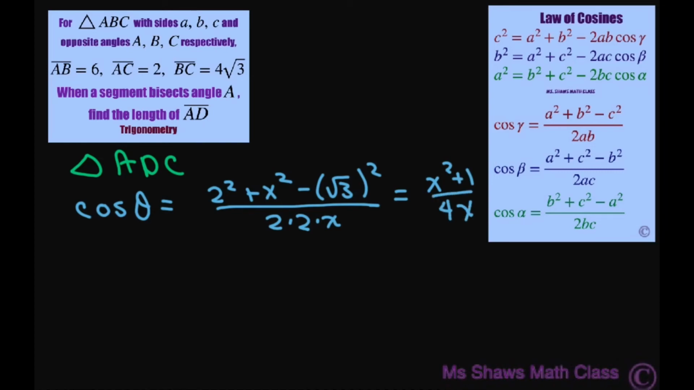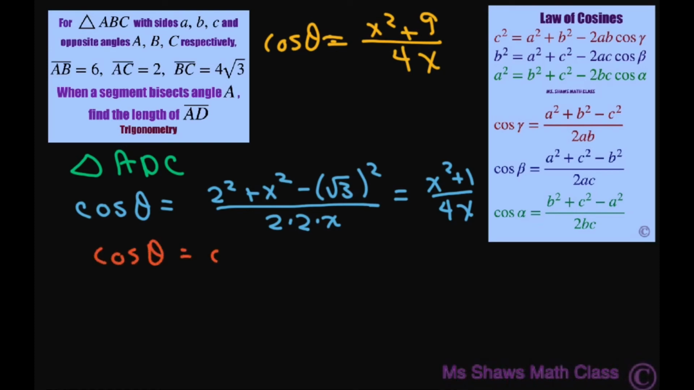So now we have two cosines. Let me write the other one down. The other one was cosine of theta equals x squared plus 9, looking at my paper, divided by 12x. Now that we have that, we're going to set them equal to each other. You set cosine of theta equals cosine of theta, they're the same.